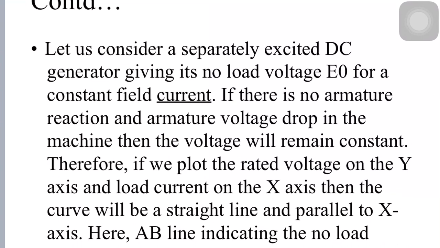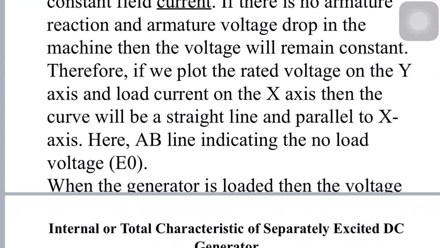Let us consider a separately excited DC generator giving its no load voltage E0 for a constant field current. If there is no armature reaction and armature voltage drop in the machine, then the voltage will remain constant. Therefore, we will plot the rated voltage on the y-axis and load current on the x-axis. Then the curve will be a straight line parallel to the x-axis.